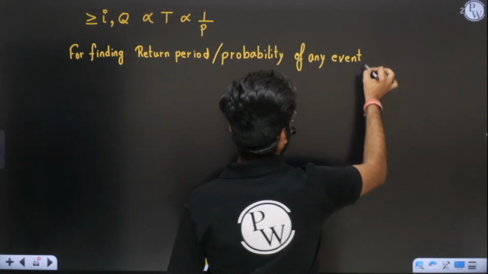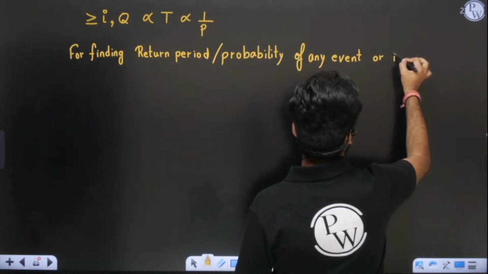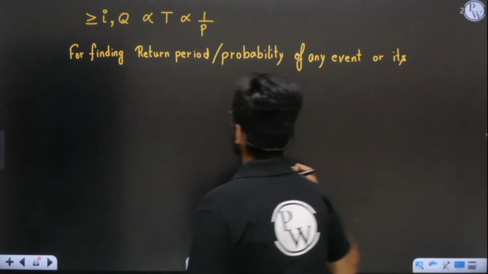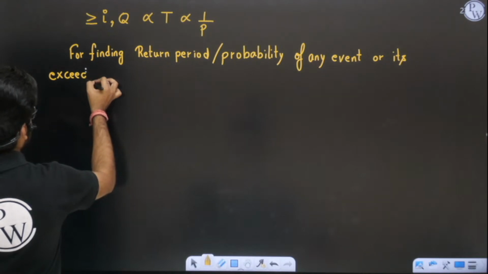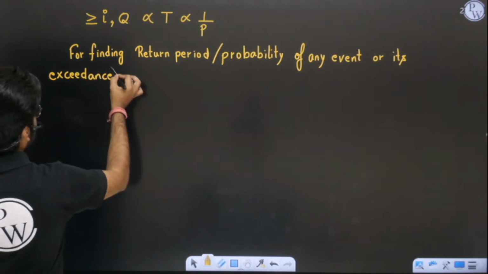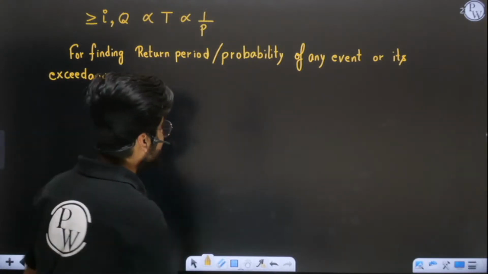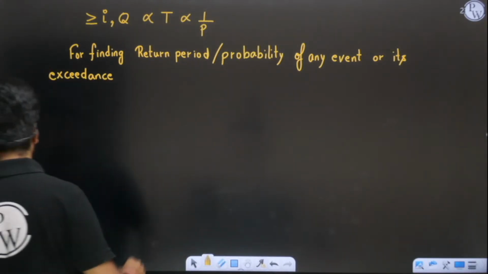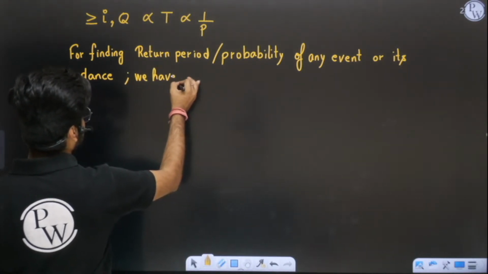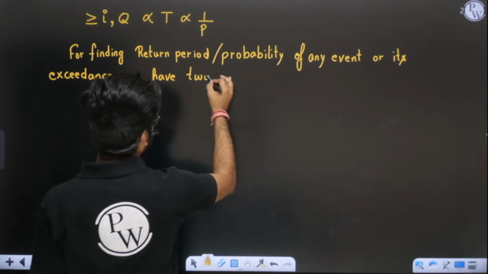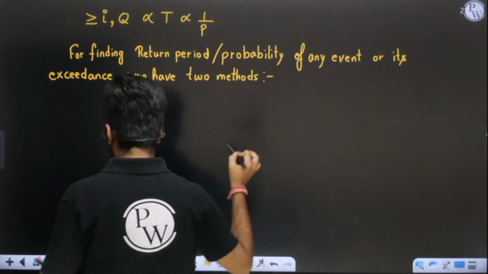for finding return period or probability of any event, or its value getting exceeded, its exceedance. See, exceedance means what? Exceedance means the value of this depth will be equaled or exceeded. So we have two methods. Sir, tell me what are those two methods?